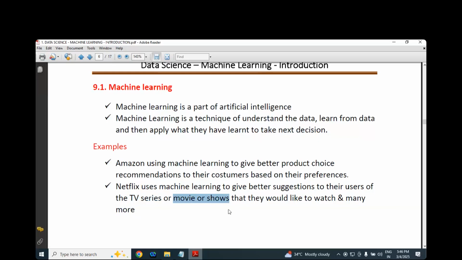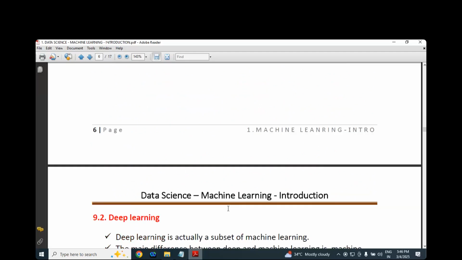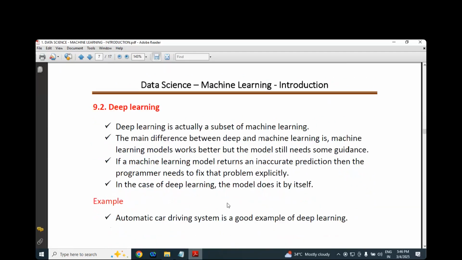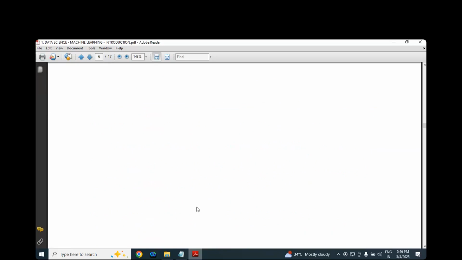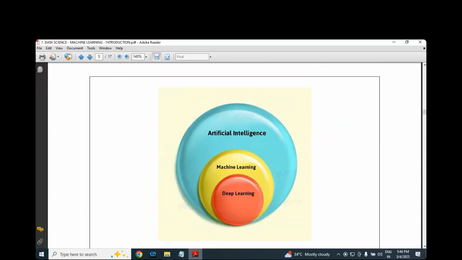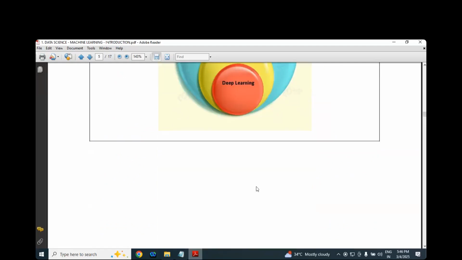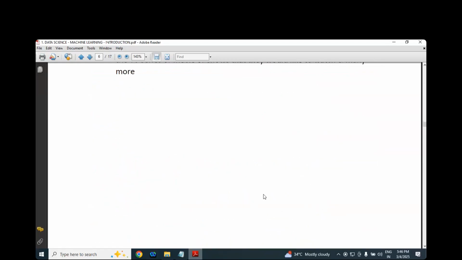Okay. Next one, deep learning. I will tell you. First of all, you have to understand machine learning. The next one is deep learning. The next one is AI. This is the flow you have to understand.